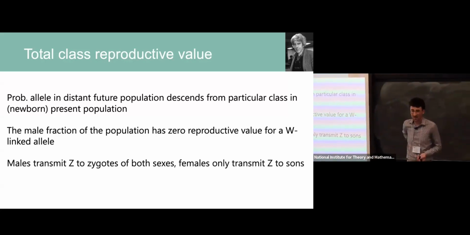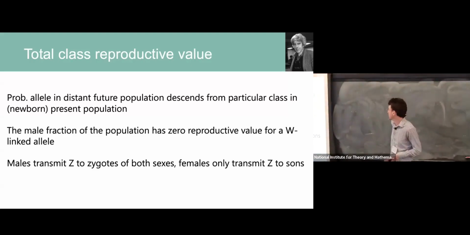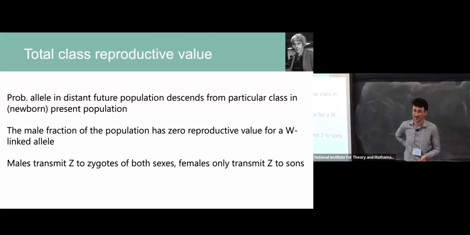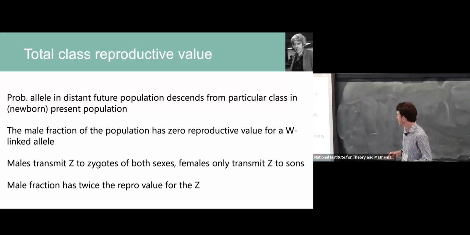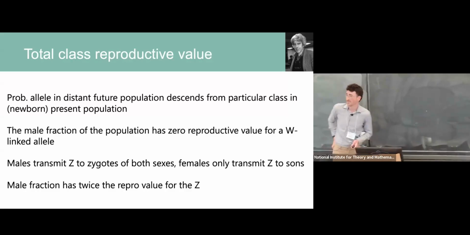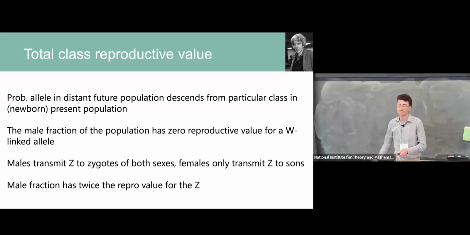What about Z chromosomes? Well, males transmit the Z to zygotes of both sexes, whereas females only transmit Zs to sons, right? And so what this works out to is that the male fraction of the population has a total reproductive value that's twice that of the female fraction of the population. And so we go through and do this for all of the major, I guess, genomic regions that we can find in animal populations. I'm not going to tell you all what they all are now, but we've done it. And it will produce some results that I'll show you soon.